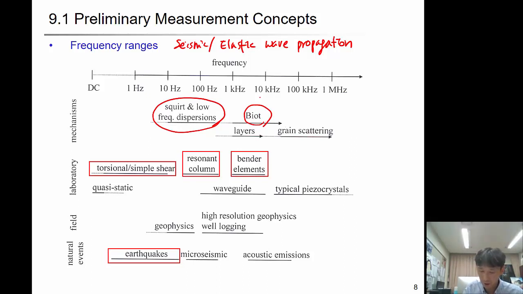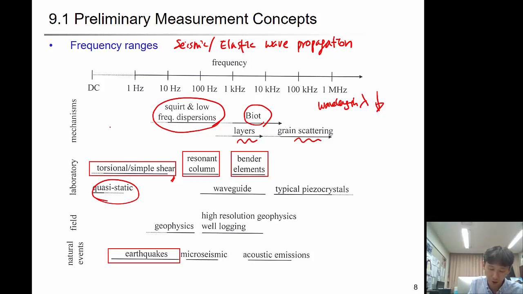And also as the frequency increases, because the wavelength lambda goes down, it will become close to the internal scale, like the particle size, so that the layers or the grain scattering can be quite significant. Among the laboratory methods, people use the torsional simple shear so that you can apply a very low frequency excitation, and this is almost like quasi-static.